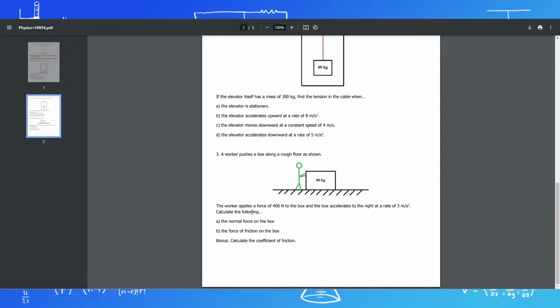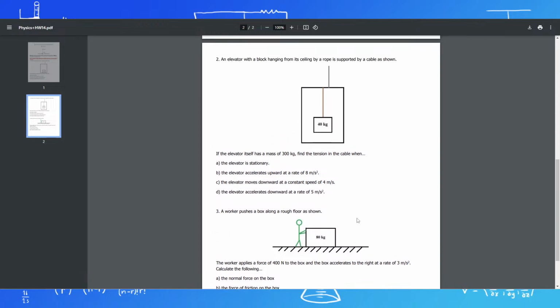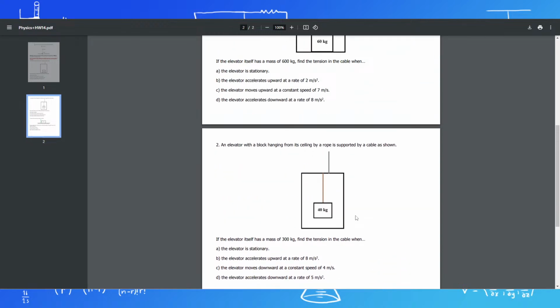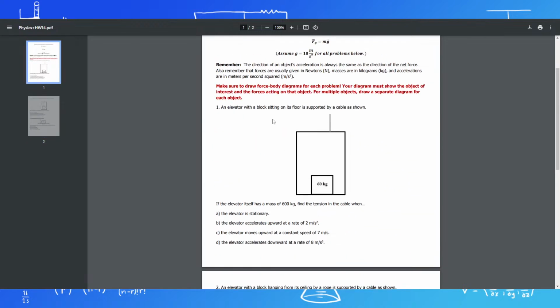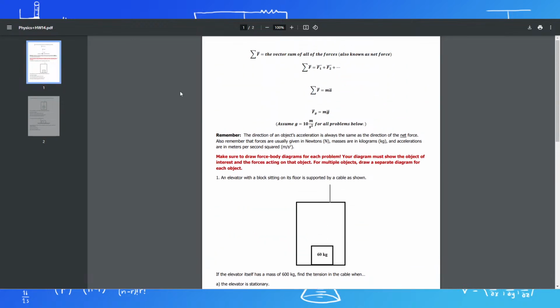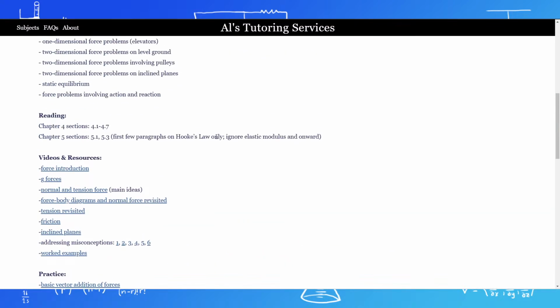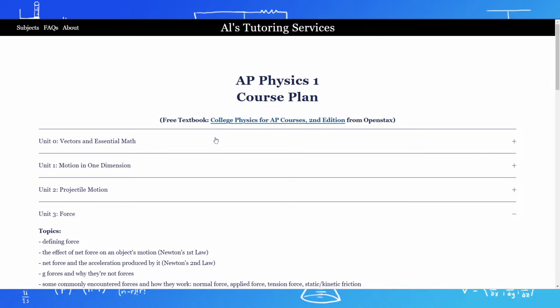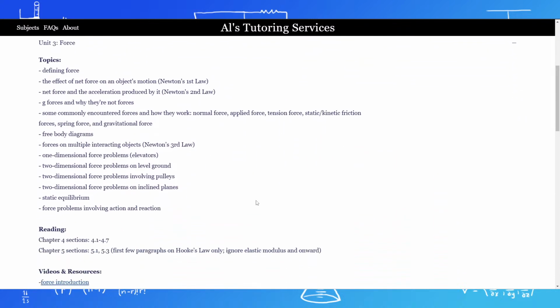Actually, no, skip this one because we haven't talked about the equation for calculating friction, so never mind. Skip number 3 if you get to this. We haven't learned how to calculate friction yet, so just 1 and 2 if you open this. And these can be found on, again, the physics course plan, linked in the description.